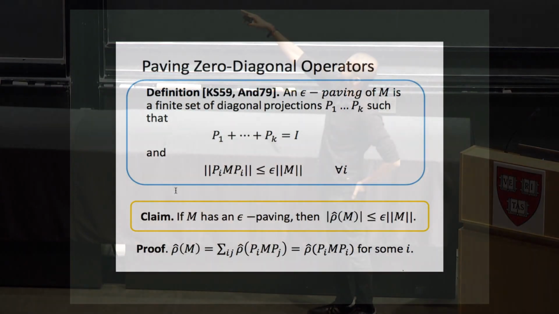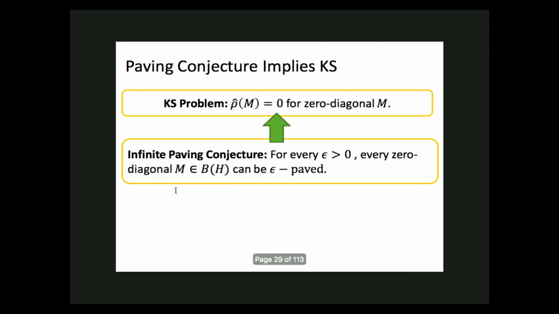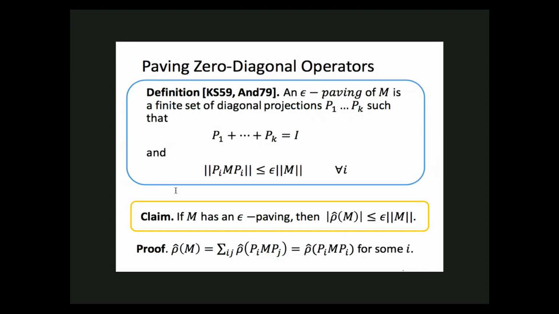So what's rho hat of M? Well, by linearity, it's the sum of rho hat of Pi M Pj, because you can decompose the identity as the sum of the Pi's. And then on the previous slide, I said exactly one of these is non-zero, right? The other ones are 0. So by some Cauchy-Schwarz type argument, only one of these terms survives. So if you have a paving, then rho hat of M is equal to rho hat of one of these blocks. And the paving has the property that these blocks are strictly smaller than the matrix, so you get that this is at most epsilon times the norm. Okay.